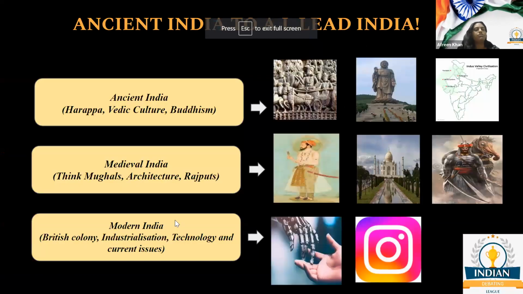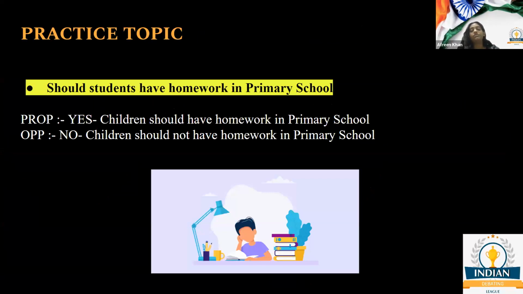Today we are going to be discussing some of the motions that I have chosen for you. The first motion today is students should have homework in primary school. This basically means that proposition is going to say that yes, children should have homework in primary school, and opposition is going to say that no, children should not have homework in primary school.